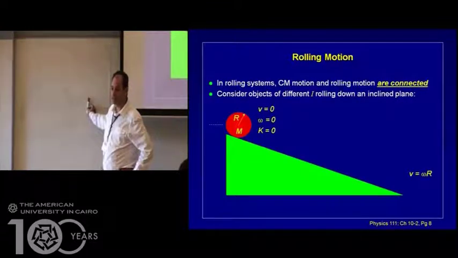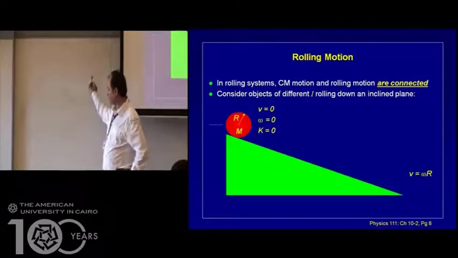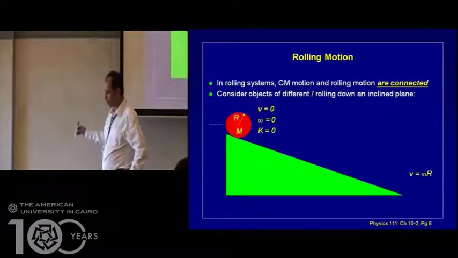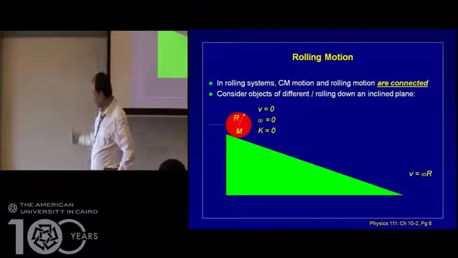So where is the center of mass? It's 5i plus 2j. So that says it's 5 meters from the origin along the x-axis and 2 meters from the origin along the y-axis. So your center of mass is located at 5 and 2.